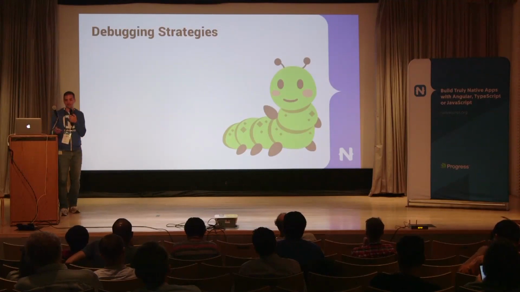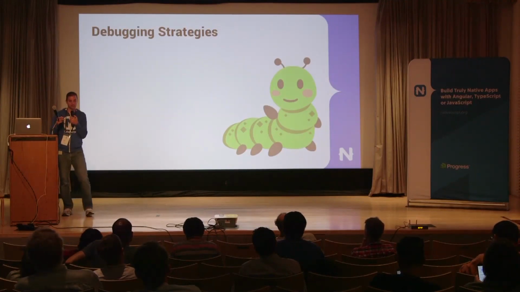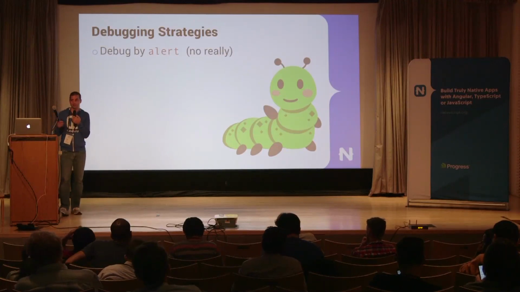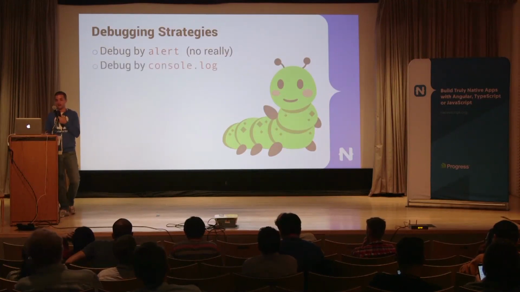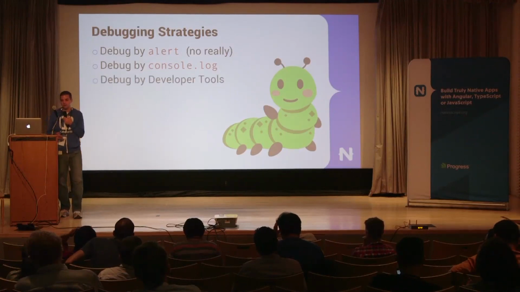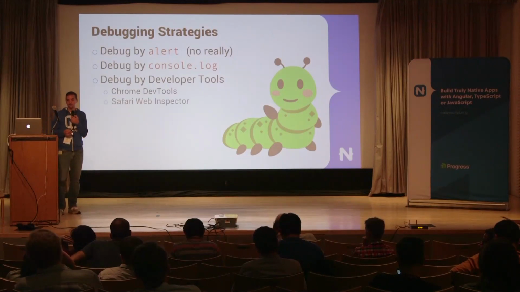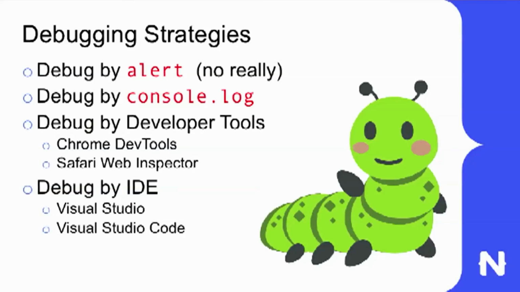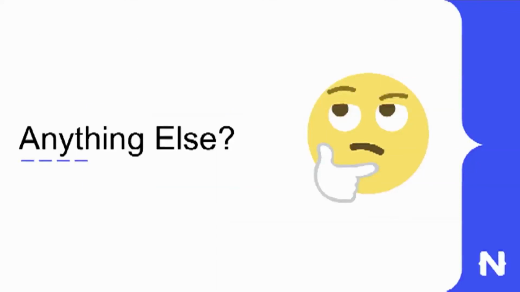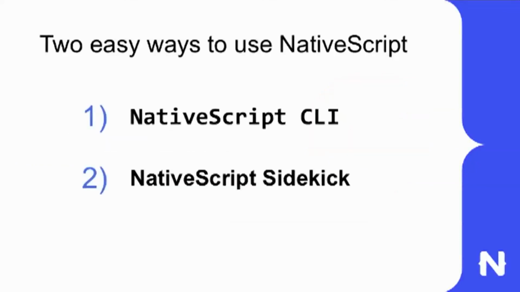And debugging strategies. There are a variety of ways to debug your app with NativeScript. You can debug by alert, which is insane, but you can do it. You can debug in the console log. You can output variables to the console log. You can debug with those developer tools that I showed you really quickly. You can use the Chrome Dev Tools, the Safari Web Inspector, whether you're debugging for iOS or Android. You can debug by IDE. We tap into the native debugger for Visual Studio and for Visual Studio Code. So there's a lot of options for you when it comes to debugging.